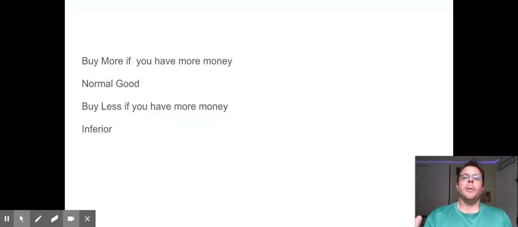Now, this also leads to what you've noticed this week in terms of buying more if you have more money. If you buy more when you have more money, the concept there is called a normal good. A lot of things are normal goods. In this case, not only is toilet paper a normal good, but so are things like ground beef, flour, canned goods, snacks, and other things like that.